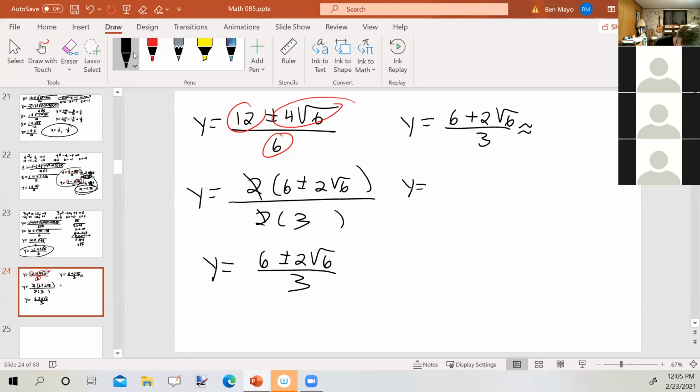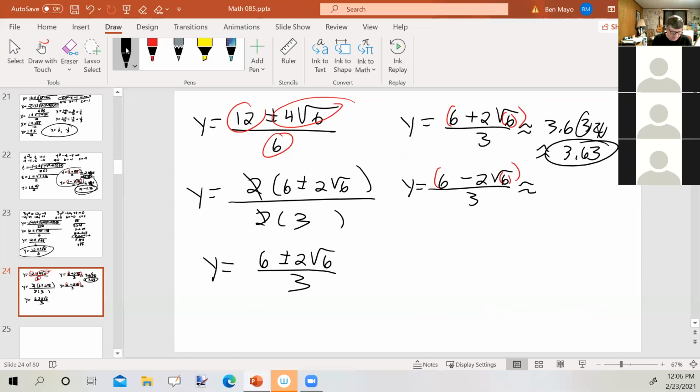And punch them into the calculator to the nearest hundredth. So again, I've got parentheses around the whole thing and around the radicand. So parentheses 6 plus 2 times the square root of 6. Close up the square root, close up the entire numerator, divided by 3, 3.632. The 2 would round down, so 3.63 would be the first one.